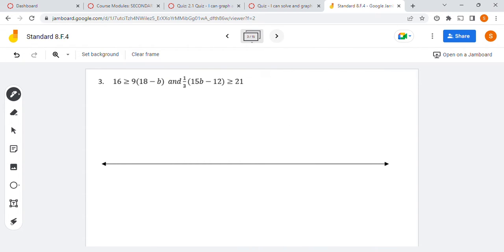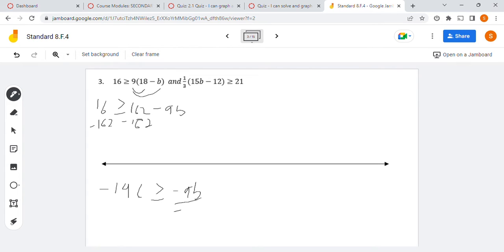All right, next we're going to solve these separately, so we're going to distribute. 9 times 18 is 162, and we get 9 times negative b, which is minus 9b, and we have 16 over on this side. We're going to finish this out by subtracting 162, and then we'll divide. Subtract 162. 16 minus 162 gives us negative 146. It's greater than or equal to negative 9b.